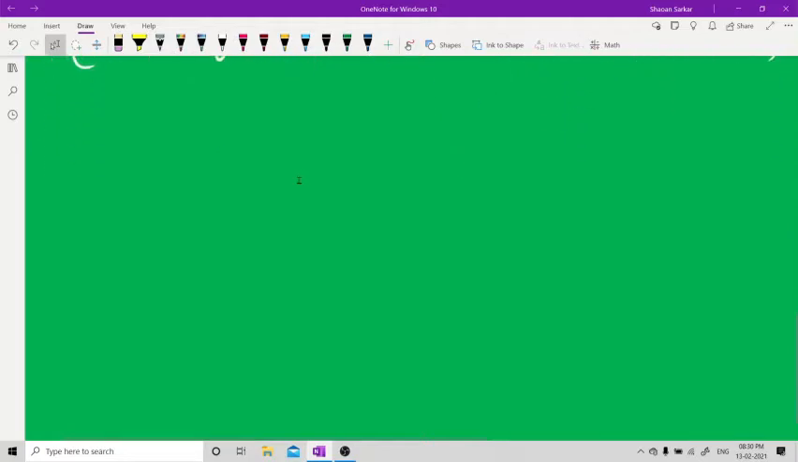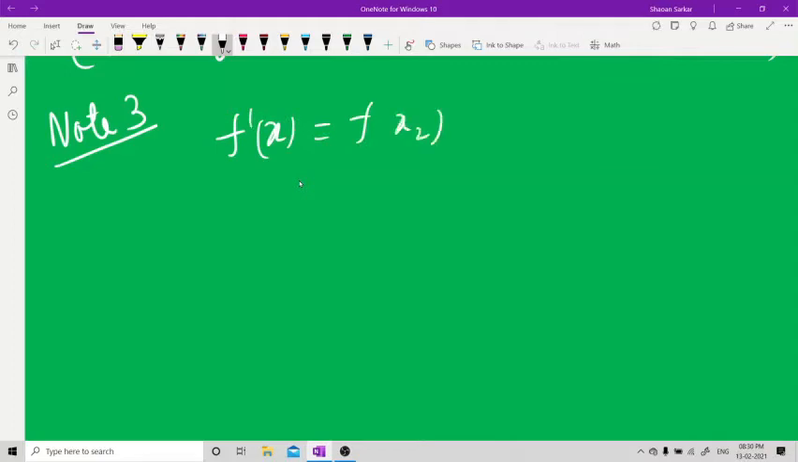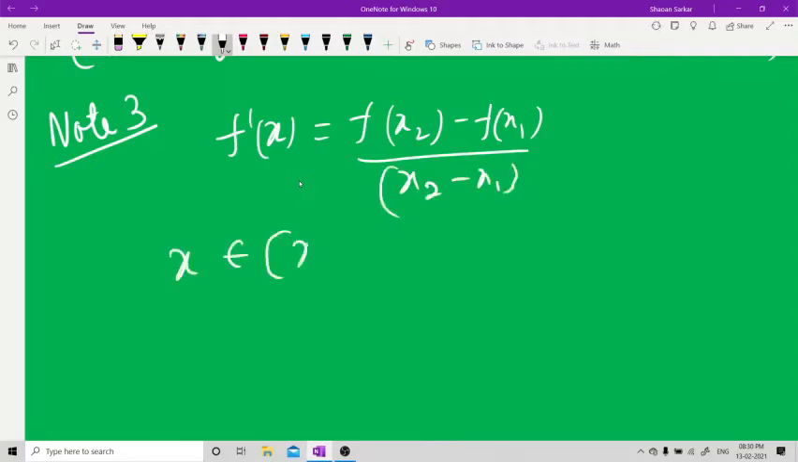Now, the third point, note number three. Now, you know, I have already seen f dash c. Suppose any two points, I took f dash x equal to fx2 minus fx1 over x2 minus x1 in this condition above, where I took x belonging to x1 comma x2, which is a subset of, say, a comma b.